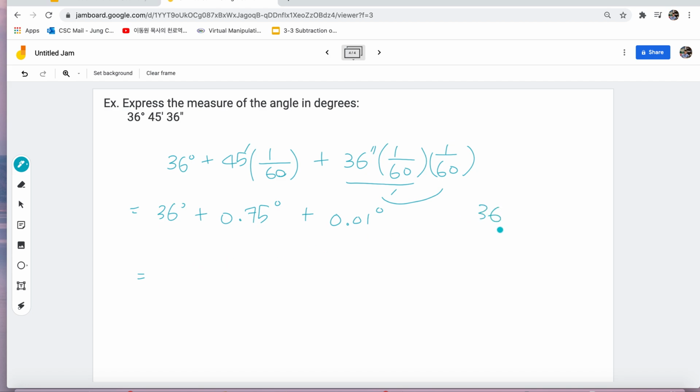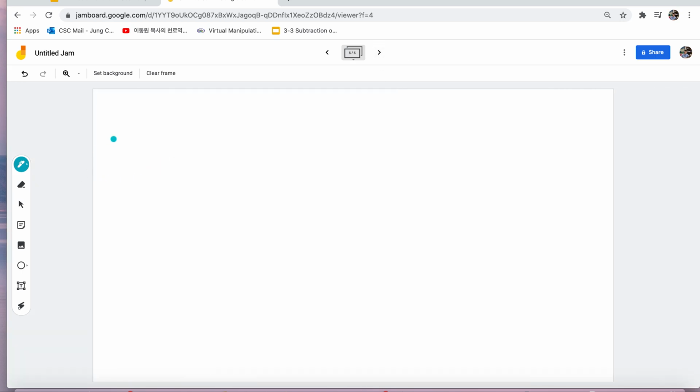36 plus 0.75. This is the ones digit, tens digit, and tenth, hundredth. Plus 0.01. If you add them all together, it's 36.00. So 5 and 1 is 6. 0 plus 7 plus 0 is 7. 6 plus 0 plus 0 is 6. So it's going to be 36.76 degrees.